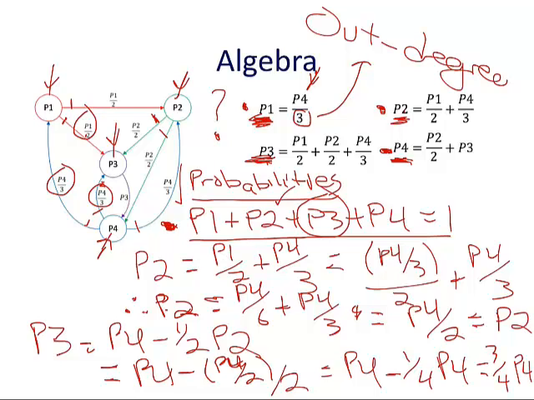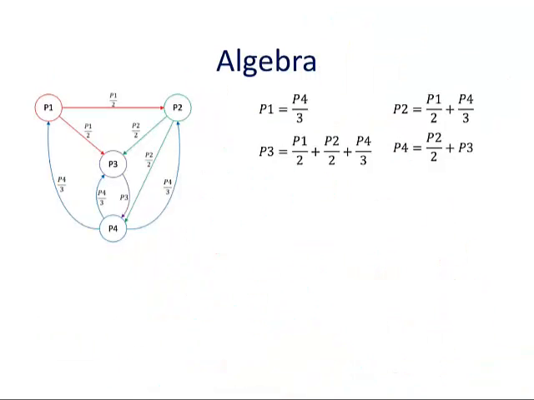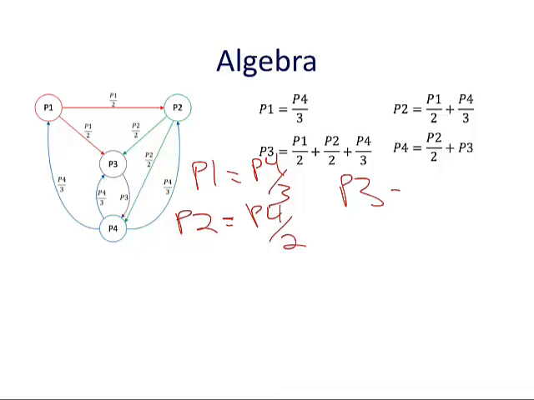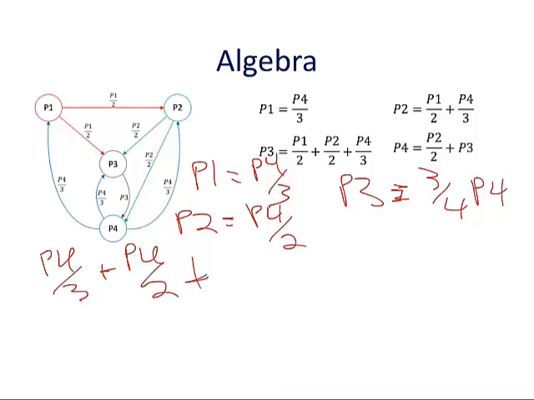So now, we can go on to the next page. If we compile our list of equations, as we said, P1 is equal to P4 over 3, P2 is equal to P4 over 2, and P3 is equal to 3/4 P4. So this P1 plus P2 plus P3 plus P4 has to be equal to 1. So P4 over 3 plus P4 over 2 plus 3/4 P4 plus P4 has to be equal to 1.